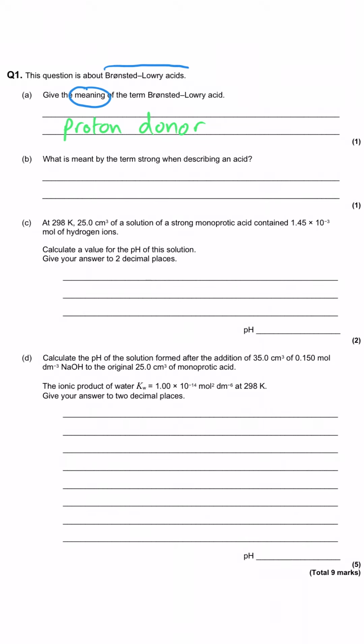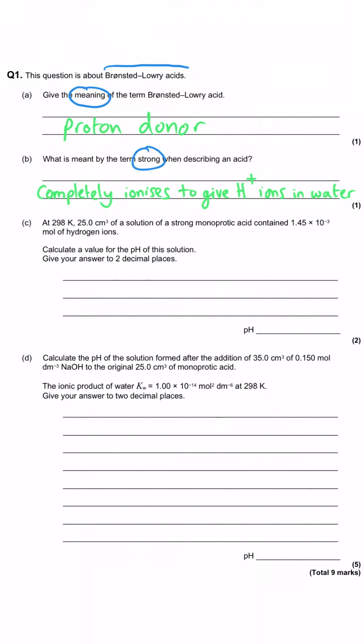And then another what is meant question. So what is meant by the term strong when describing an acid? And the answer there is it completely ionizes to give hydrogen ions in water. Remember, that's what acids do. They are proton donors and they ionize when you put them into water, and strong acids do this completely.